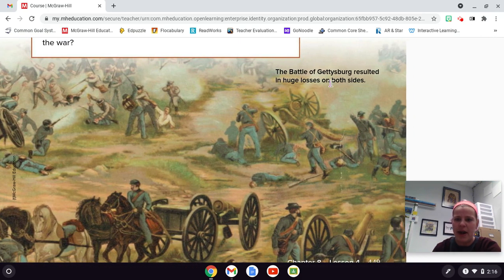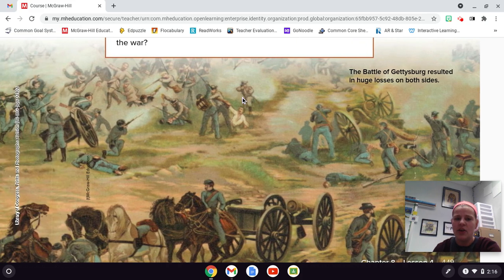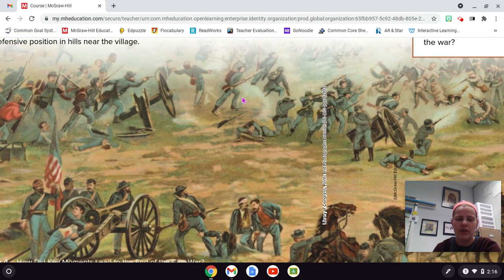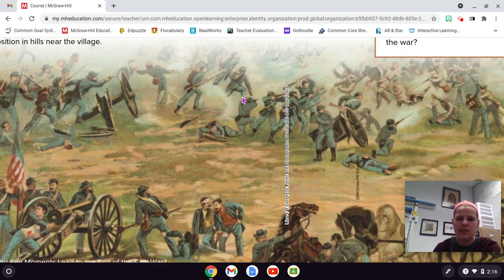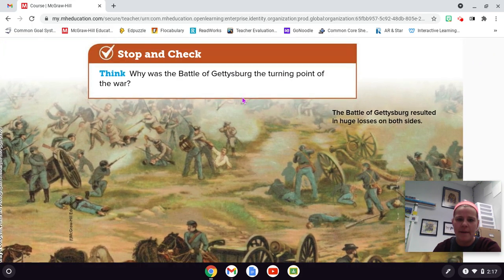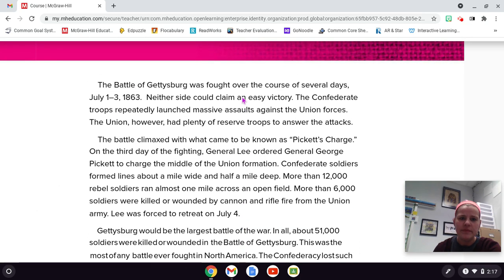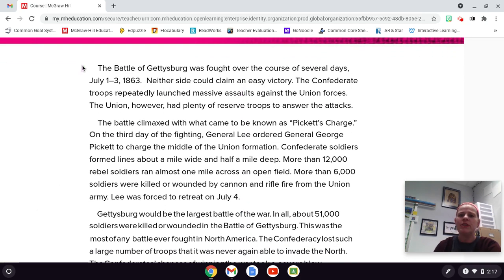Okay, and this again is the Battle of Gettysburg, which resulted in huge losses on both sides. So both the North and the South lost several thousand men. The Battle of Gettysburg was fought over the course of several days, July 1st through July 3rd of 1863. Neither side could claim an easy victory. The Confederate troops repeatedly launched massive assaults against the Union forces. The Union, however, had plenty of reserve troops to answer the attacks.